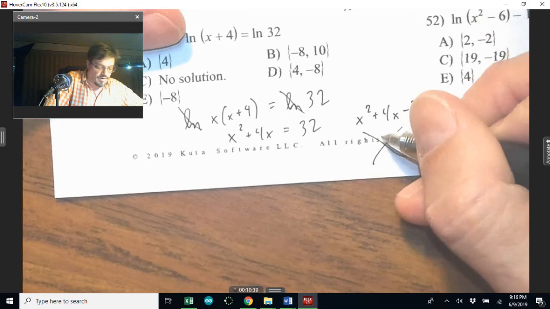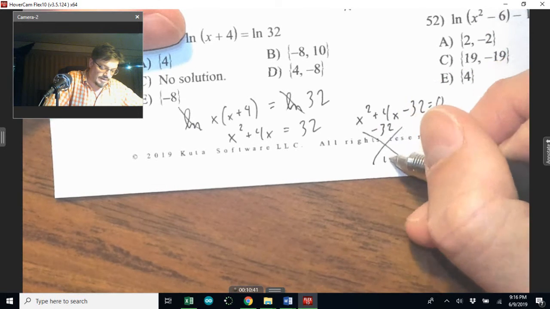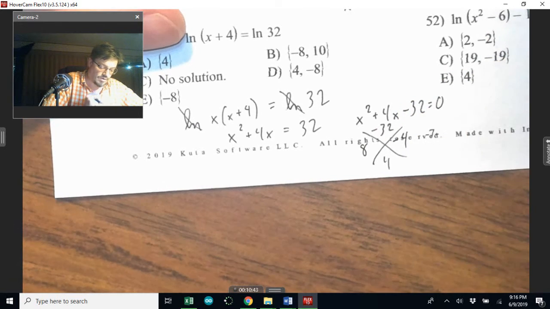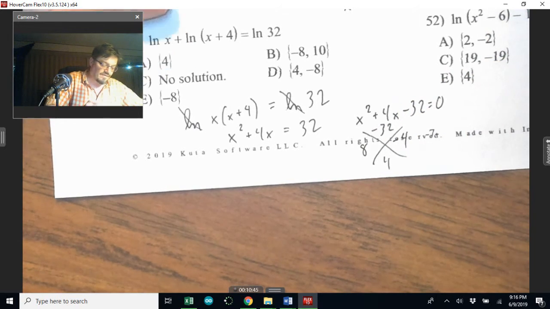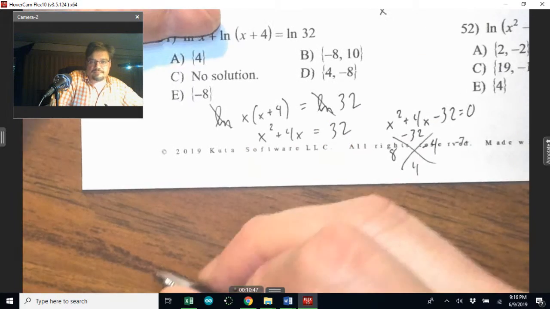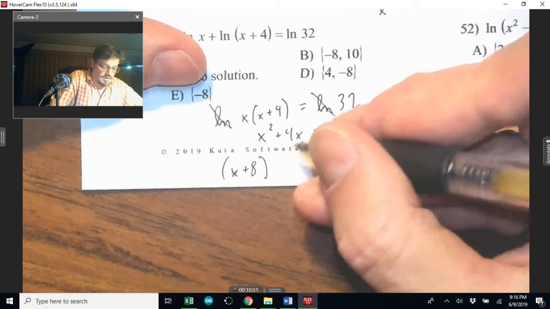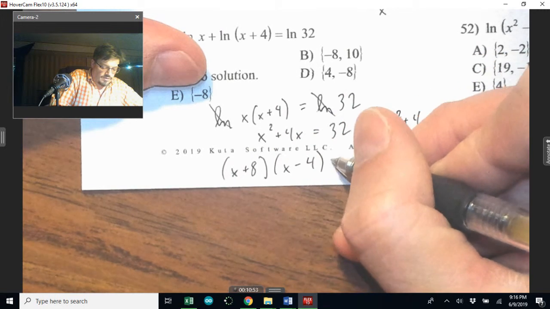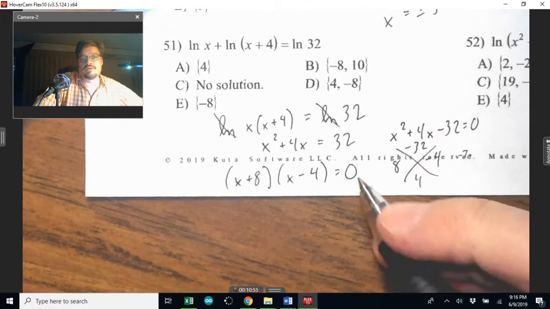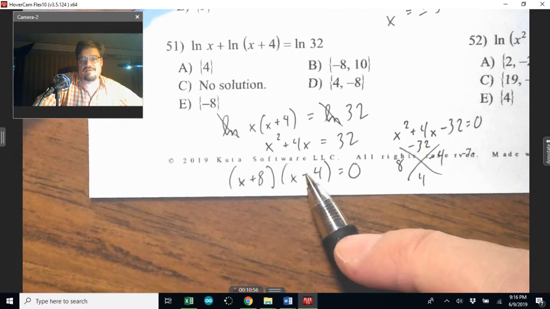8 times 4. Okay, so it looks like positive 8, negative 4. So that means positive 8, negative 4 equals 0. So I need a negative 8 and a positive 4.